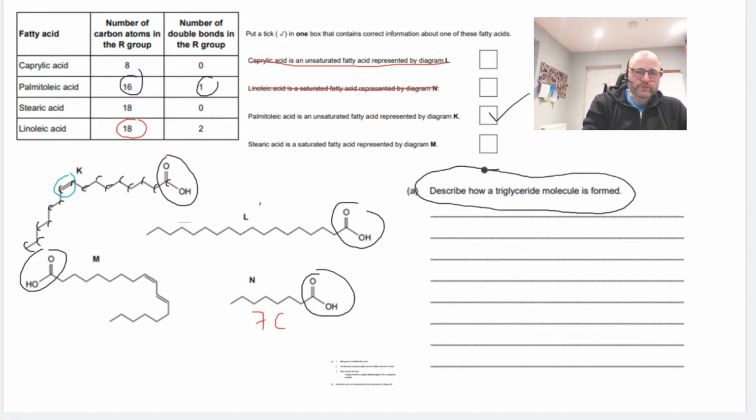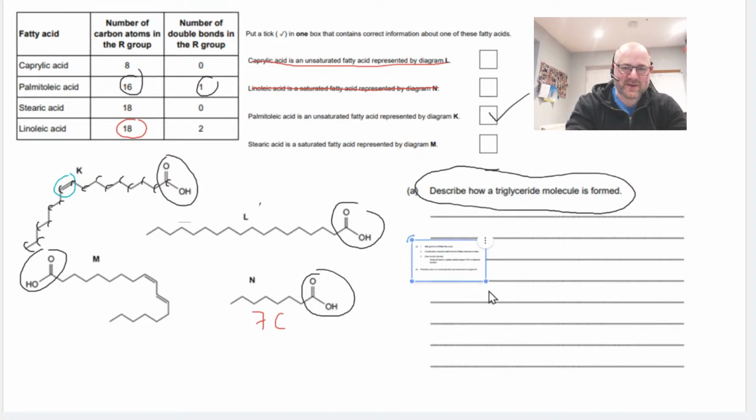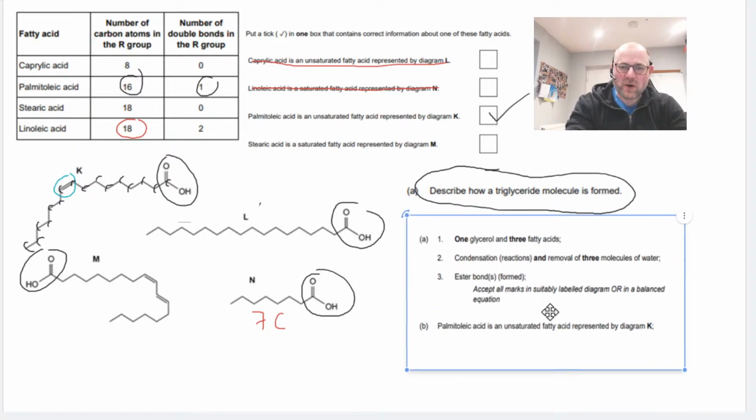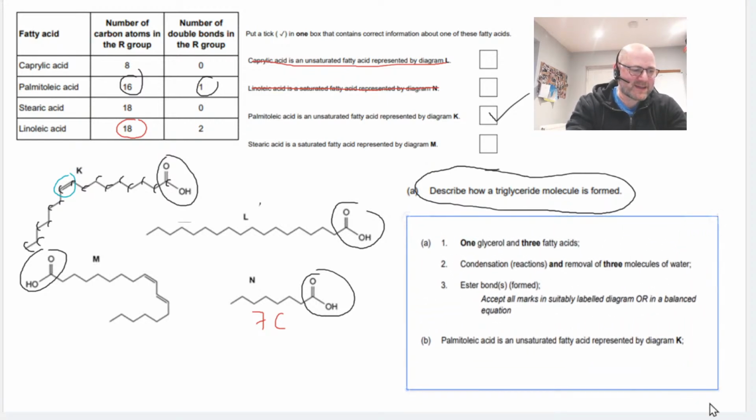The answer to describe how a triglyceride molecule is formed is one glycerol with 3 fatty acids. So it's saying when we form a fat, it's the opposite. When we say lipase breaks down lipids into 1 glycerol and 3 fatty acids, it's saying if you were to make a triglyceride, basically when we used to say lipids at GCSE, we just call them triglycerides now in the main, although there are phospholipids, but we mainly say triglycerides. So it's made of 3 fatty acids and a glycerol.